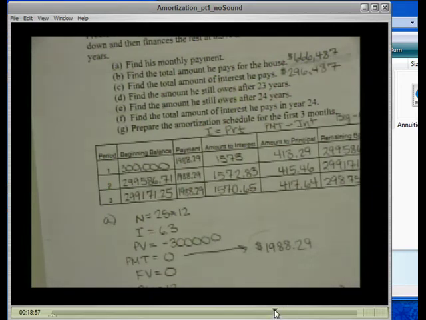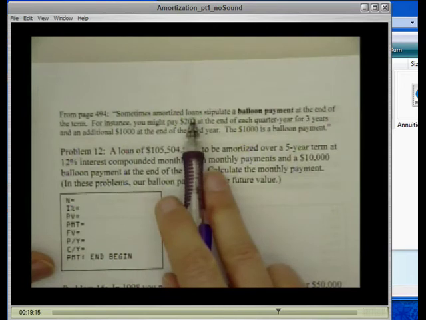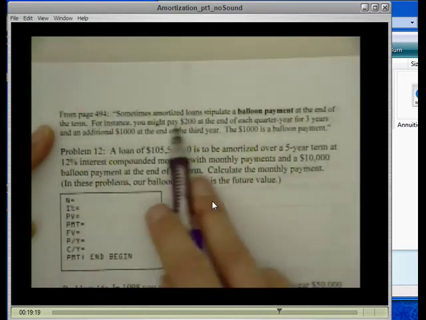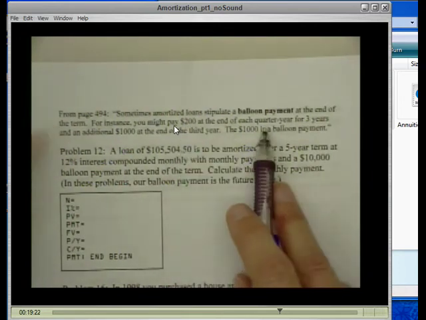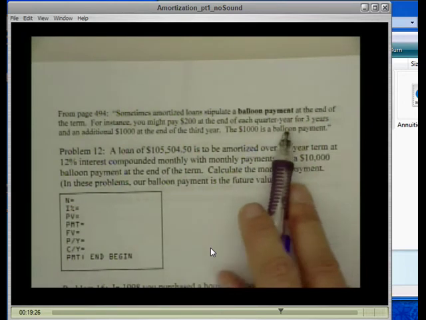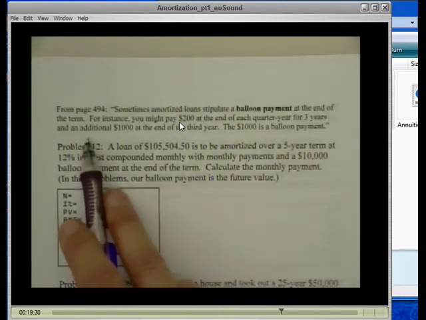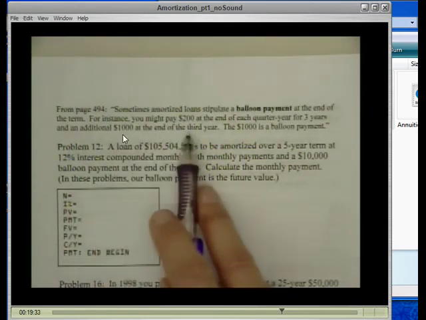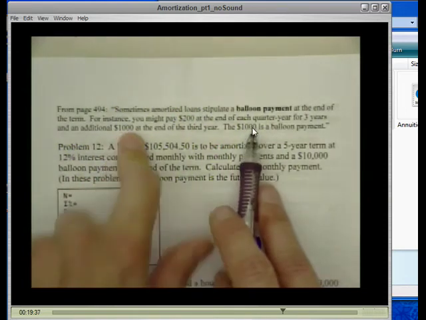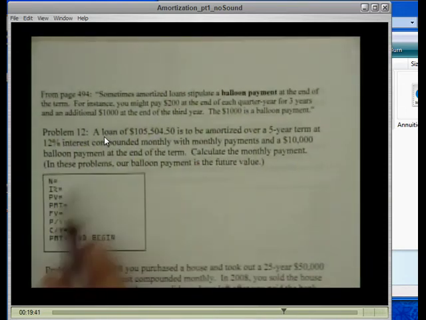Okay, so from page 494, it says sometimes amortized loans stipulate a balloon payment at the end of the term. For instance, you might pay $200 at the end of each quarter for 3 years, and then you would maybe pay an additional $1,000 at the end of the third year. So your regular payments are $200, but at the end of the loan you pay an extra $1,000. That $1,000 is what they call the balloon payment. And so problem 12 deals with that.